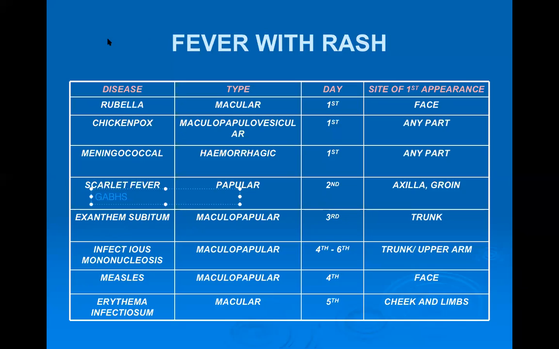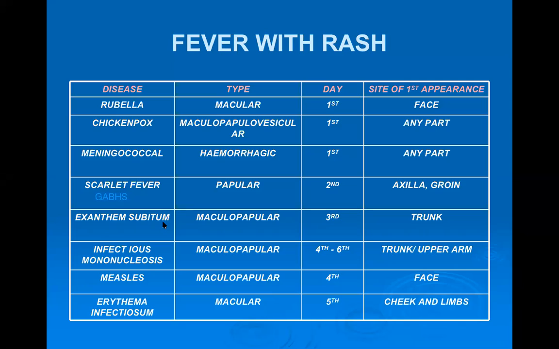Another type of infection which causes fever with rash is exanthem subitum. Now, what is the meaning of exanthem first? We should know that. Exanthem means rashes present on the outer surface of the body. Enanthem are the rashes present on the mucosa, on the inner surface of the body. Exanthem outside, enanthem inside.